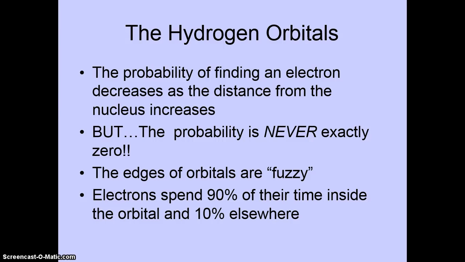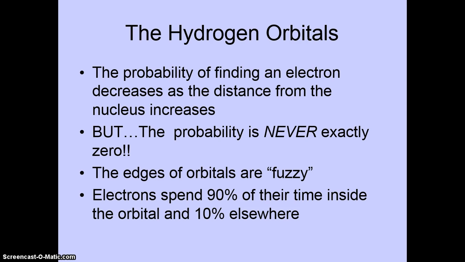We're going to discuss hydrogen orbitals in this lecture. It's section 11.7 through 11.8 in your textbook. Hydrogen orbitals we talked about in yesterday's lecture, and we talked about probability clouds. The probability of finding an electron decreases as the distance from the nucleus increases. But the probability is never exactly zero, just like the buckshot analogy that we used.